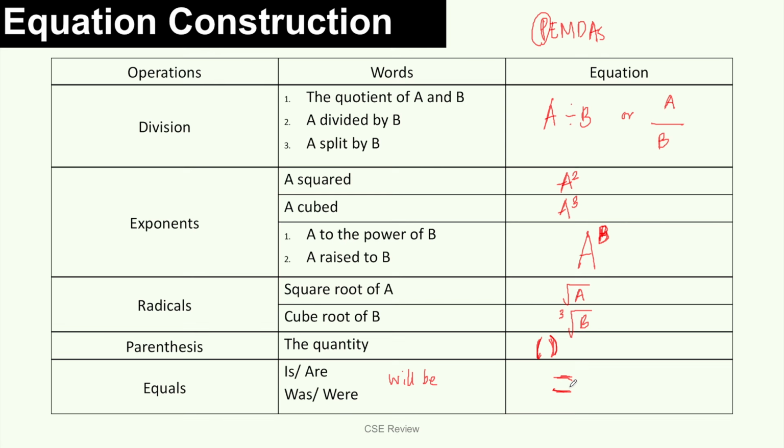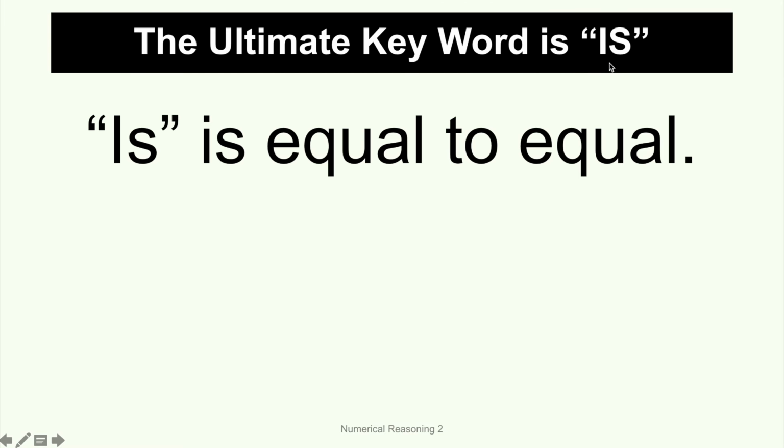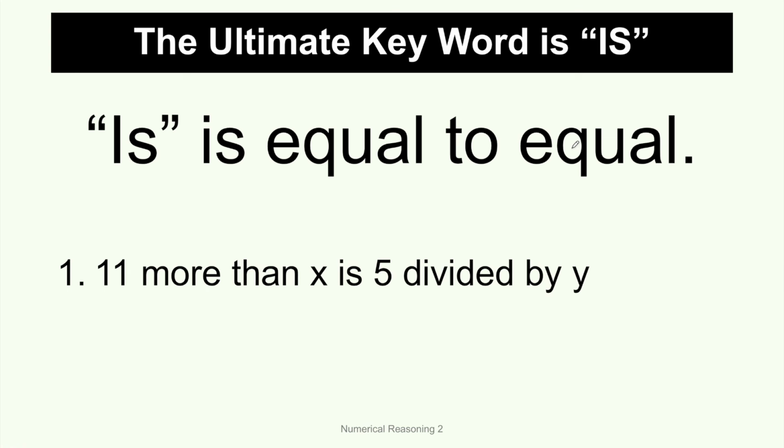Okay? So, let me just dive deeper pa dun. Ang ultimate keyword is is. Okay? So, if you find is anywhere in the equation, that is where your equals sign would be. So, is equal to equal. Madali lang tandaan kasi umuulit. Is equal to equal. Pag nakita ka ng is, equal siya. So, if you see an example like this, ito 11 more than x is 5 divided by y.